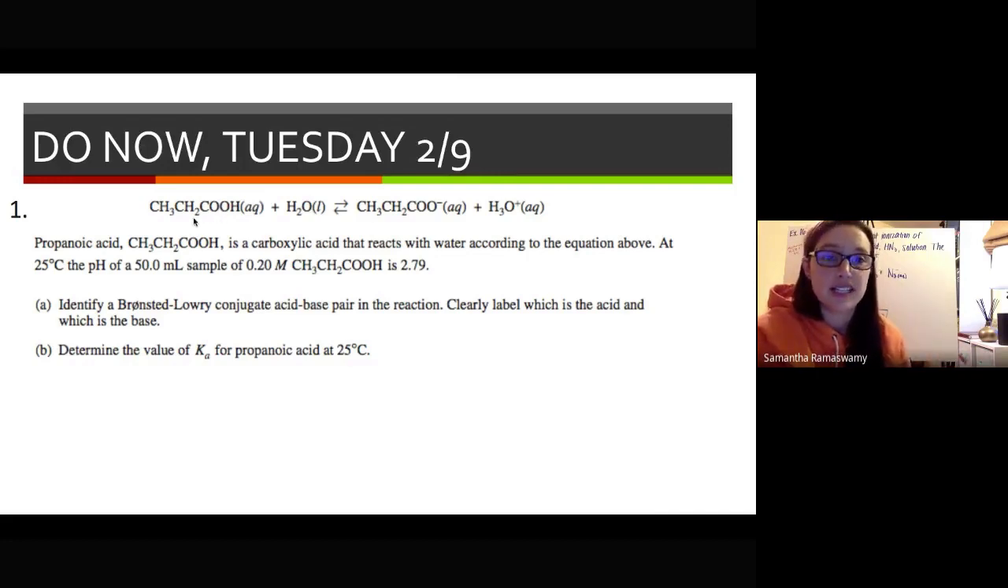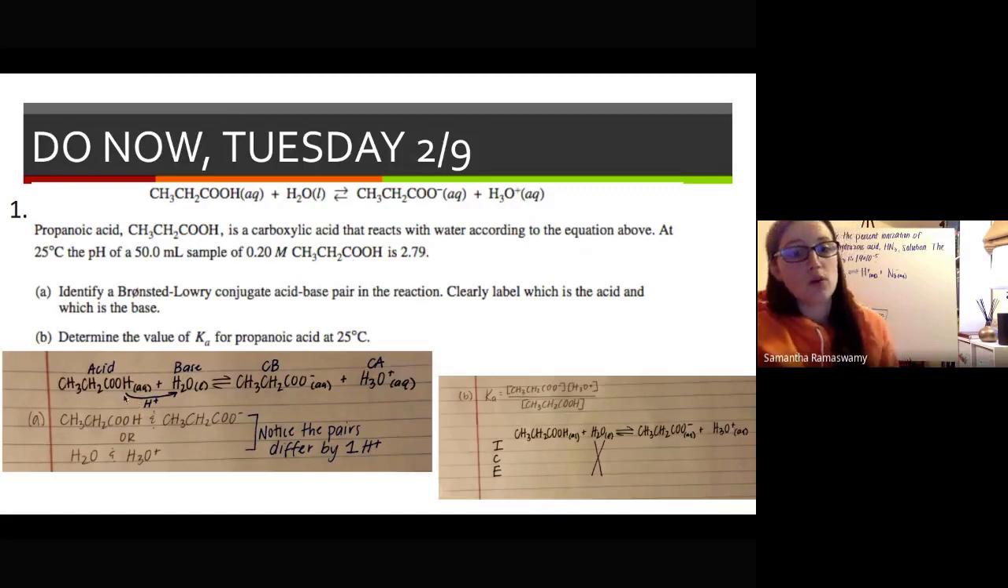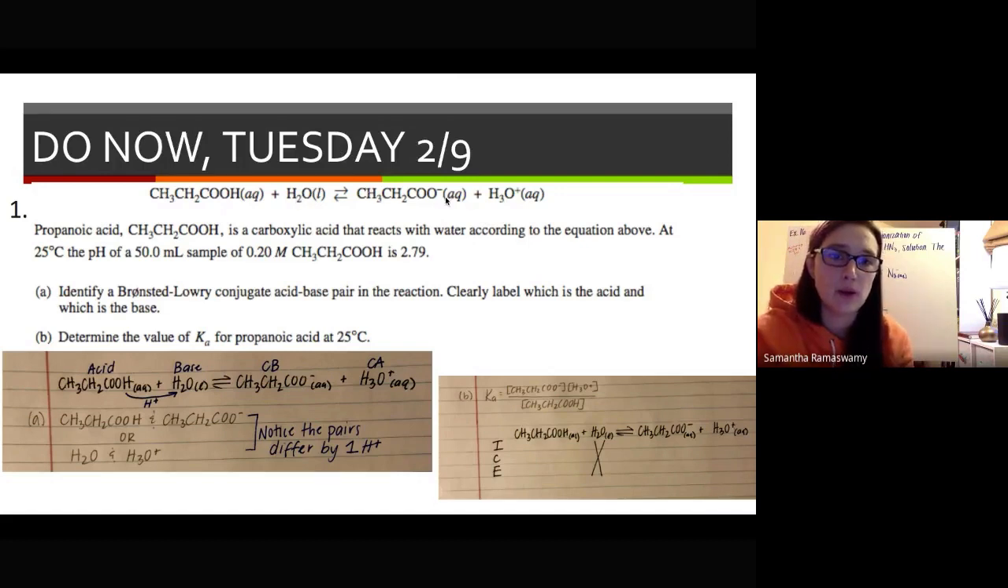Once it donates its H plus as the acid, it becomes the conjugate base. So propanoic acid is the acid. Water is accepting the H plus, so it's the base. That makes the propanoate ion the conjugate base, and H plus is the conjugate acid. So I labeled acid, base, conjugate base, and conjugate acid on my piece of paper that I was working through this on.